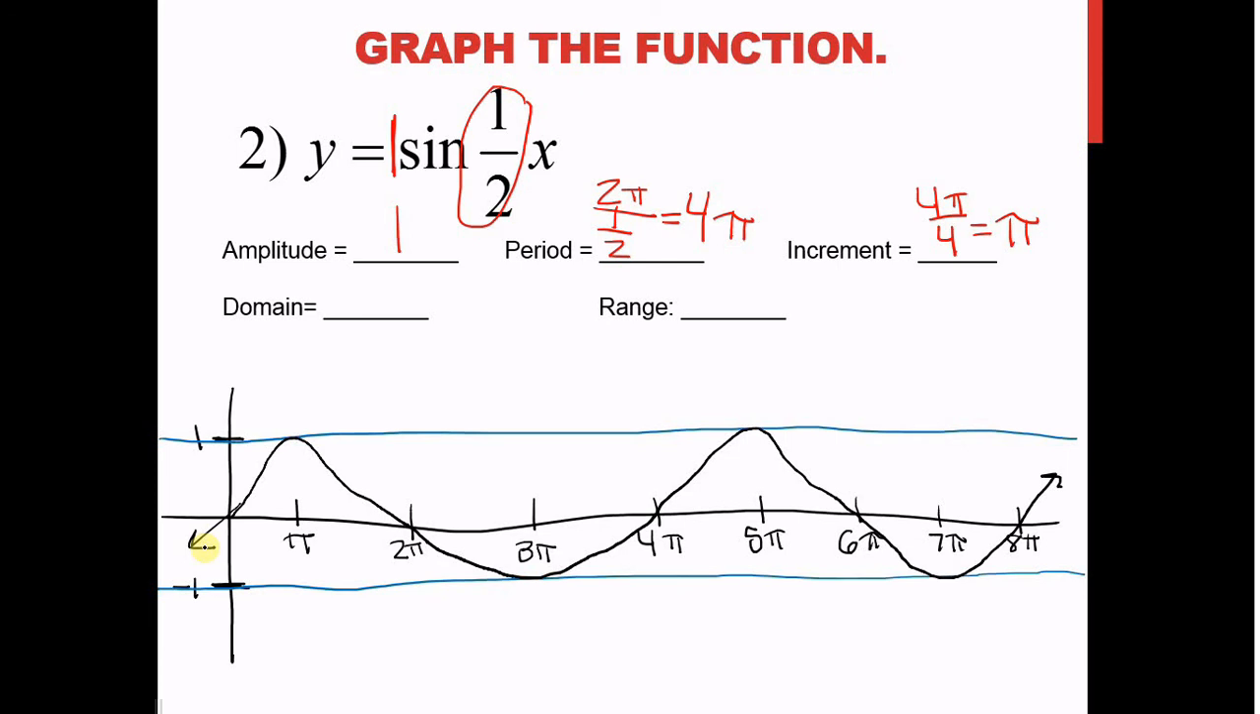Okay, now notice mine's not as perfect as it probably should look just because my increments are not accurate. But nevertheless, my domain is of course all reals again. And I'm bouncing between -1 and 1. So my range is going to be -1 is less than or equal to y, which is less than or equal to 1.